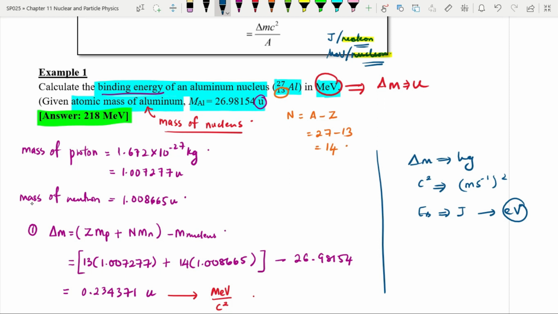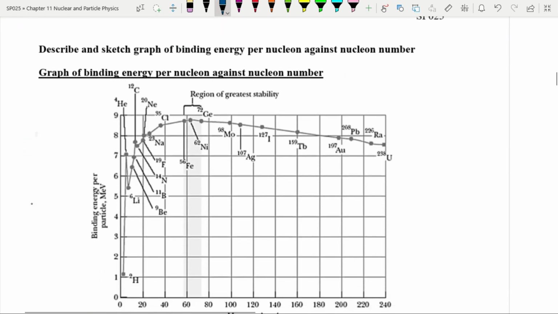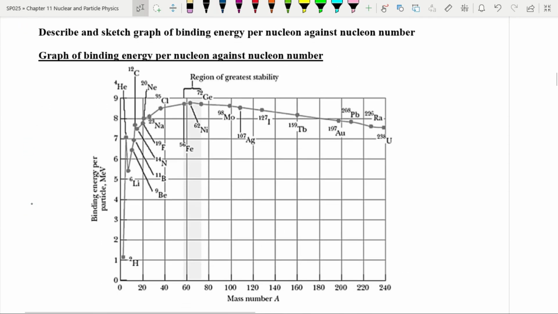Alright, so ada lagi tak tentang binding energy? Yes, kita akan tengok pada graph of binding energy dekat sini. So, again, binding energy ni dia adalah indicator to know the stability of nucleus. Okay, so kalau makin tinggi nilai binding energy per nucleon, maksudnya makin stable lah nucleus tu.